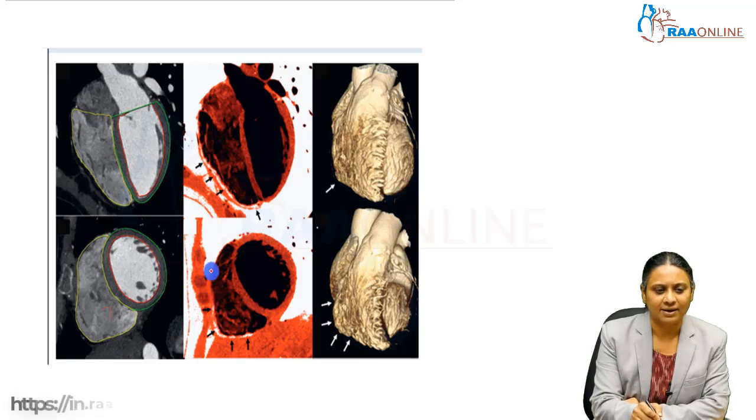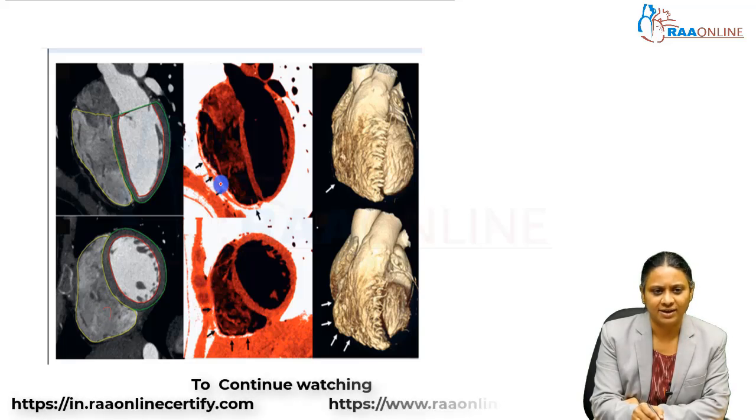of the lateral wall with the outpouching, and we can clearly see the fibrofatty infiltration of the RV free wall. Here there is an outpouching or aneurysm.